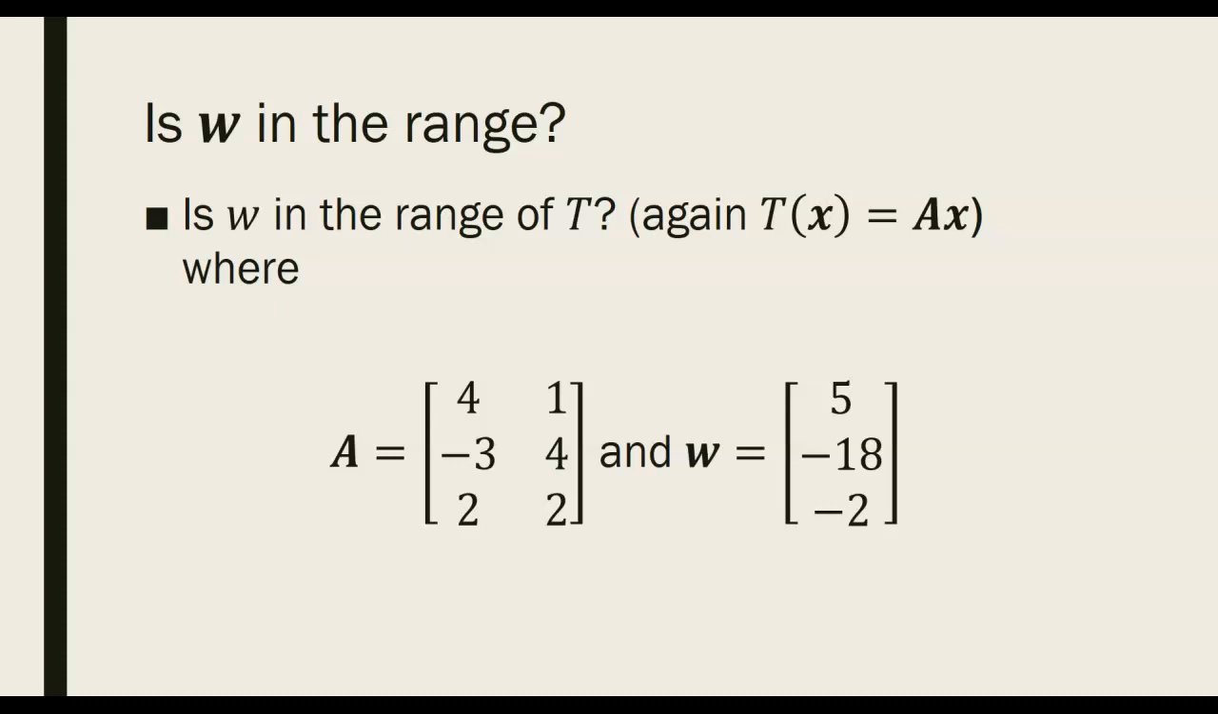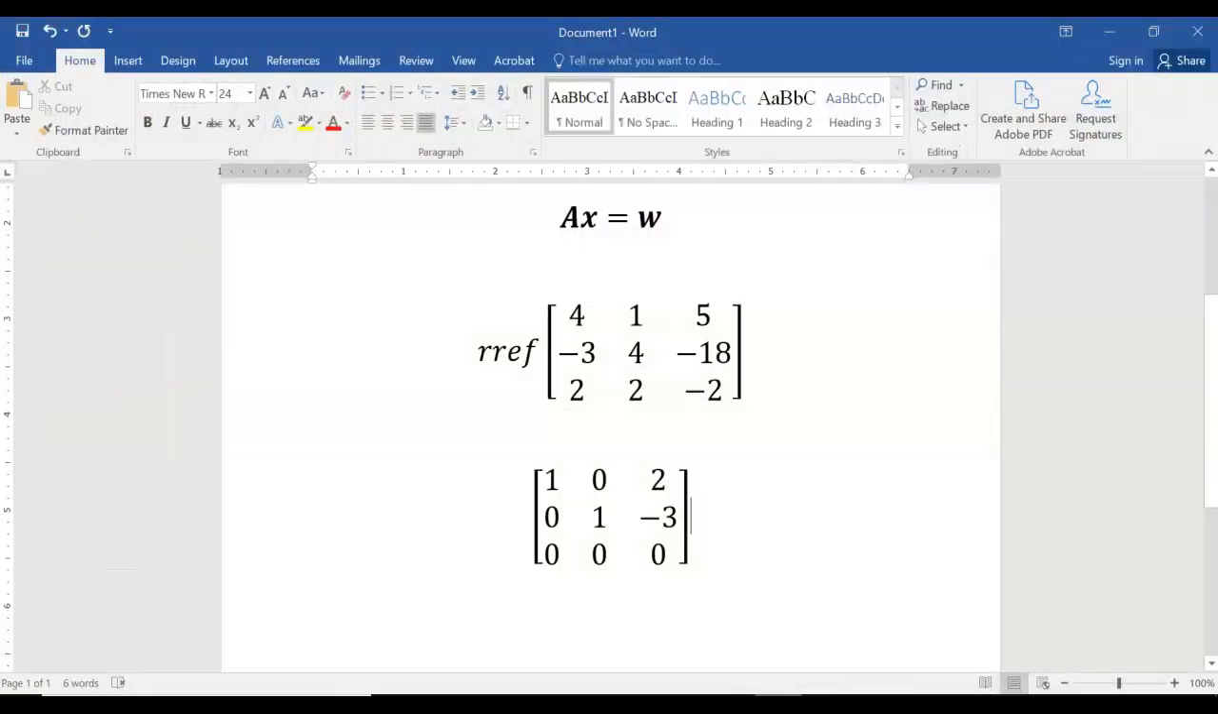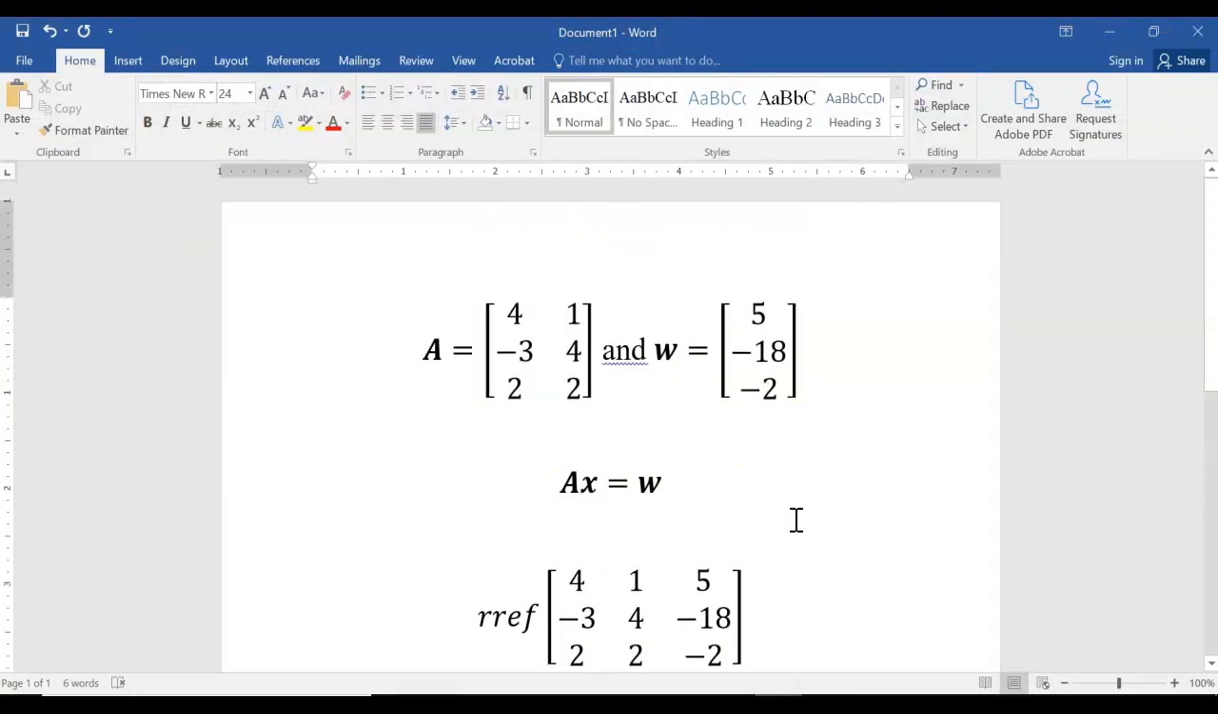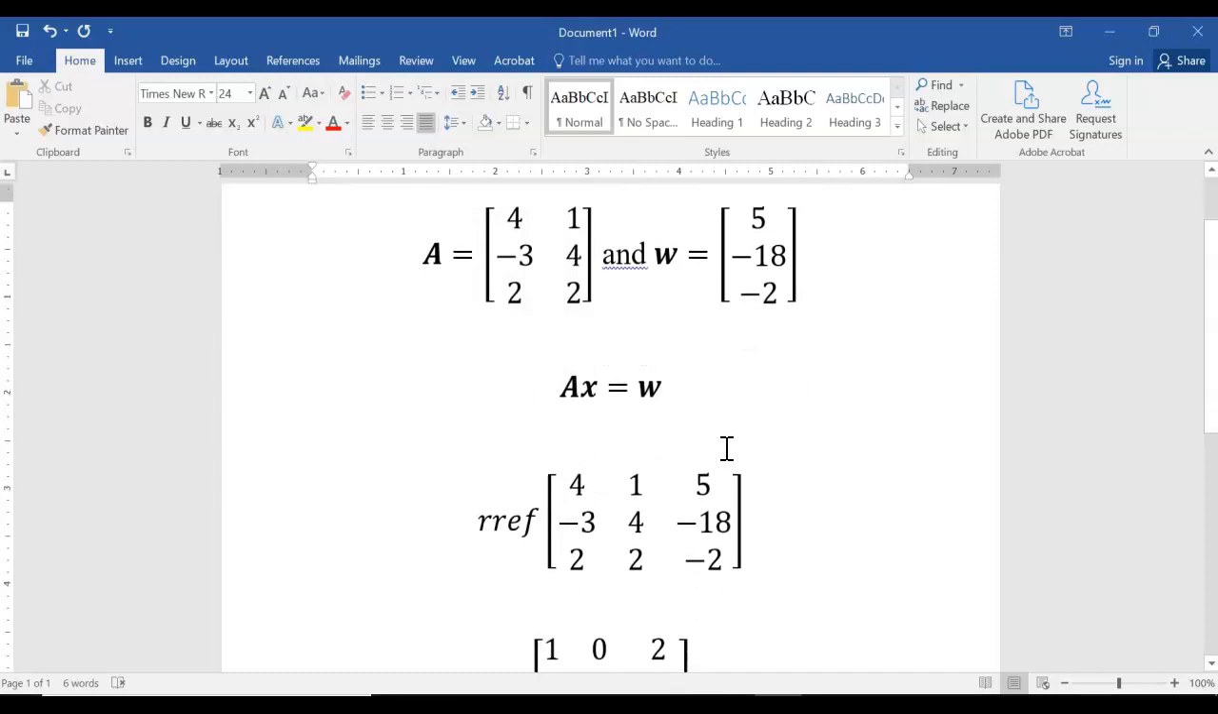All right, hopefully you went ahead and did that. So the basic idea is the basic idea we always do when we solve an equation. We're saying, is w an image? So is it in the range? Is it an image of the matrix A? Which means, can we find an x so that A times x equals w? So we're solving Ax equals w.